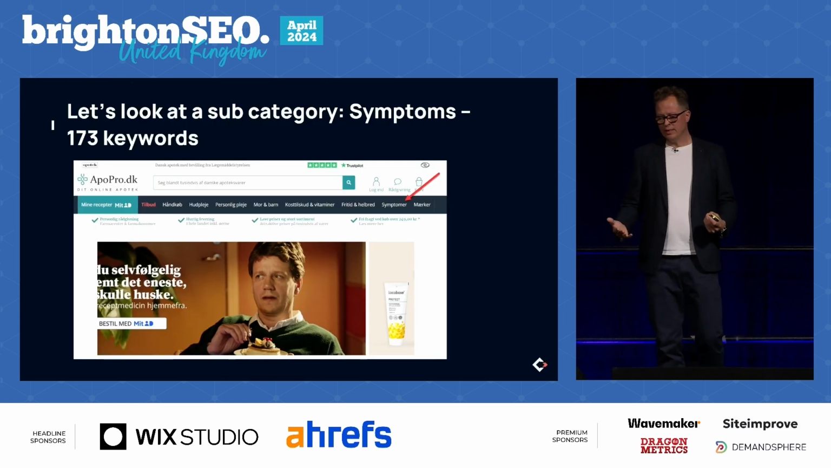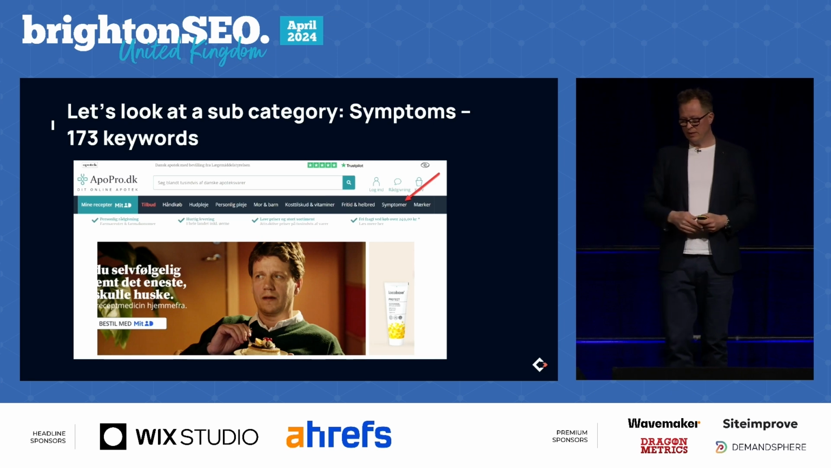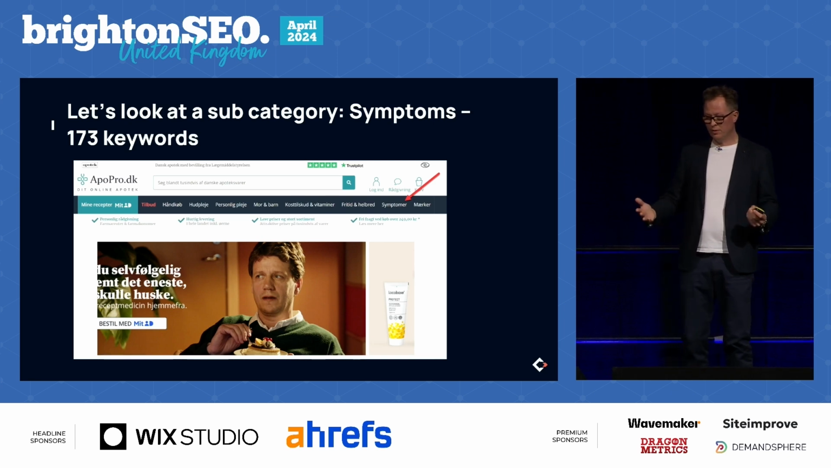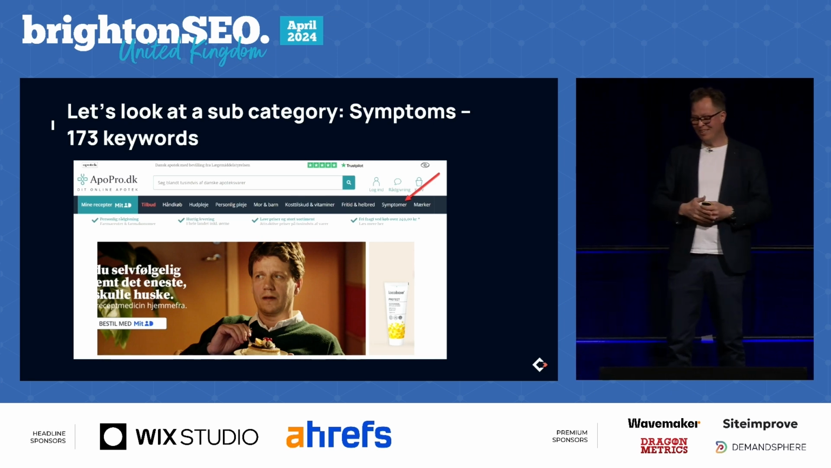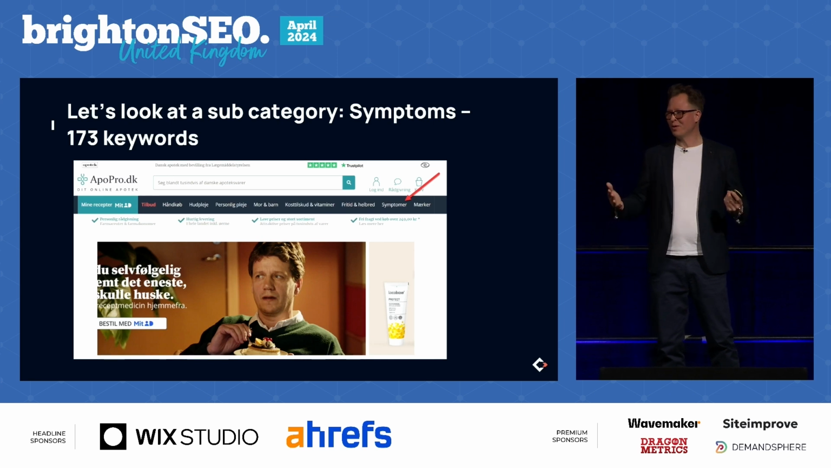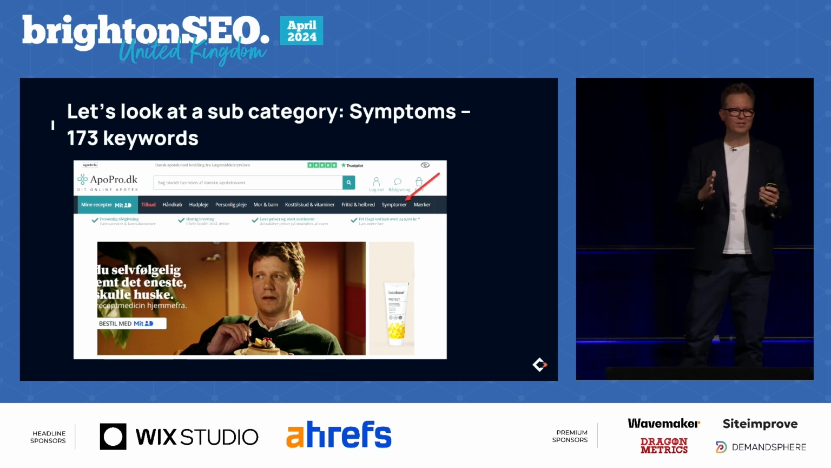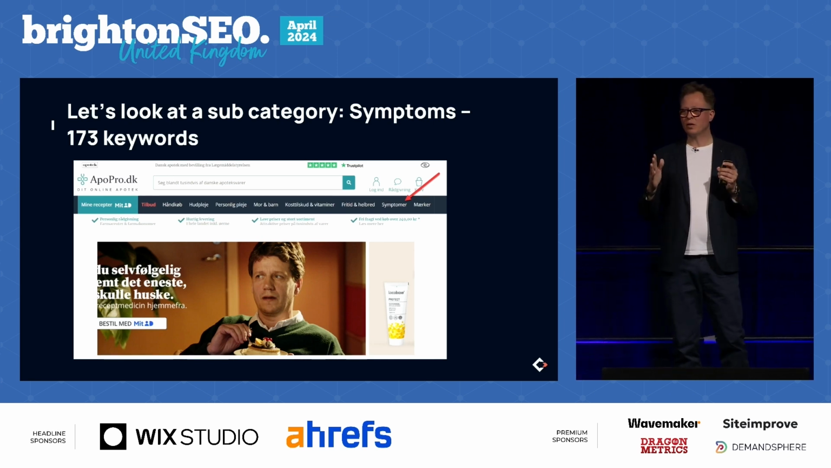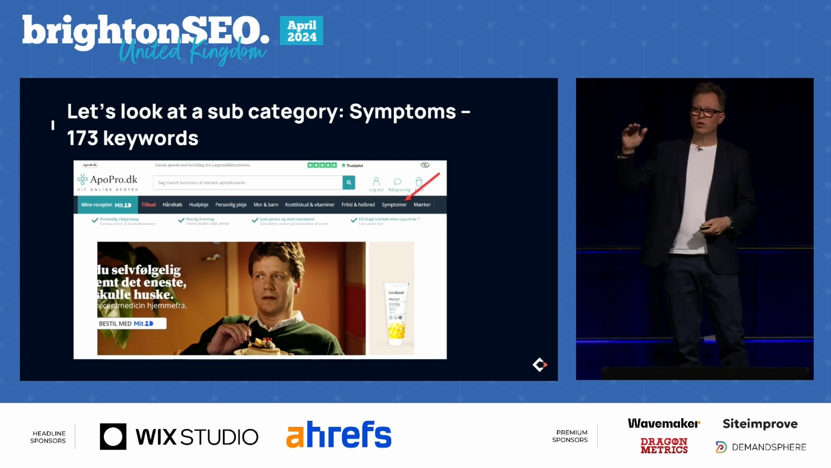So what are the actual insights of this? I mean, is this just ChatGPT hallucinating and Claude hallucinating? Let's look at one of these subcategories. Out of the 1,000 keywords, Claude identified that 173 of these keywords were in the category symptoms.